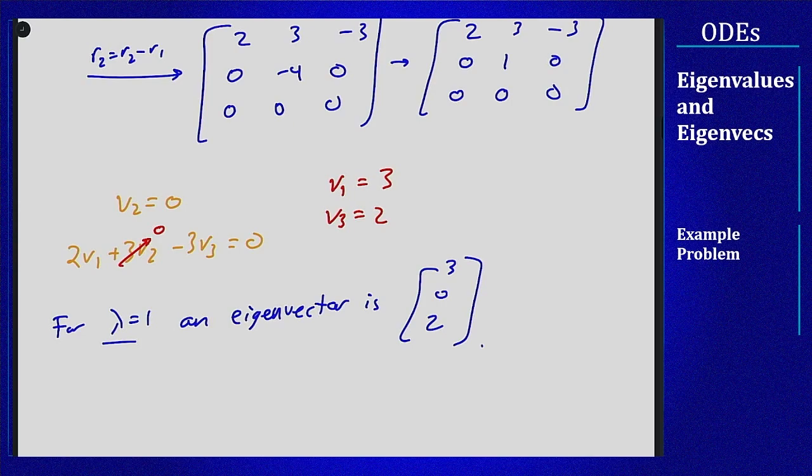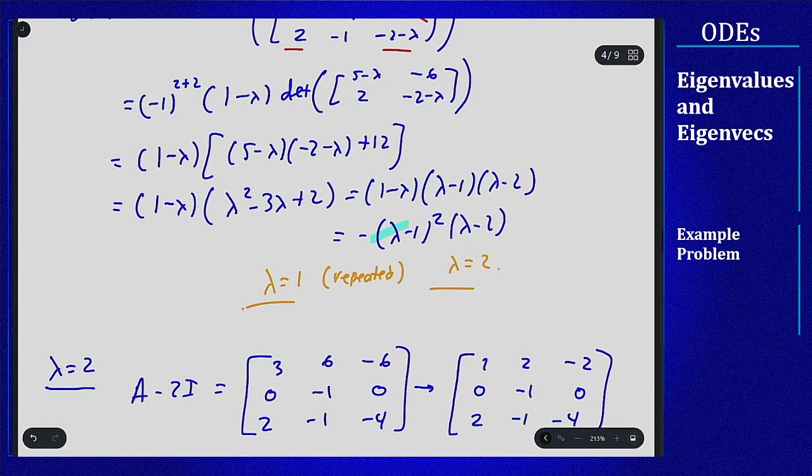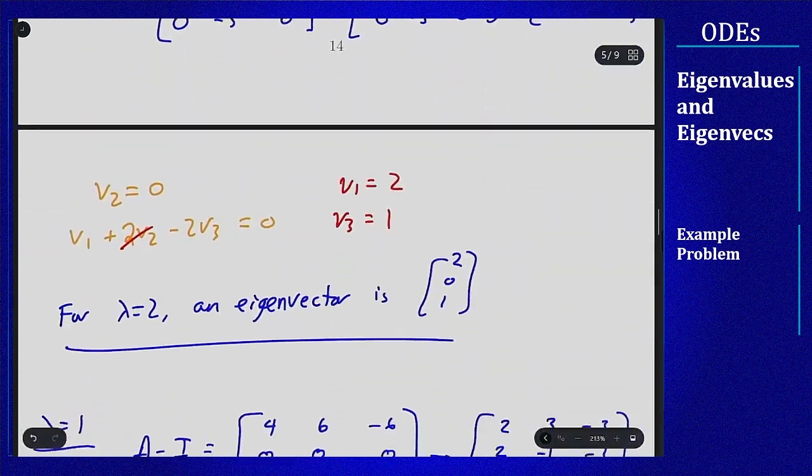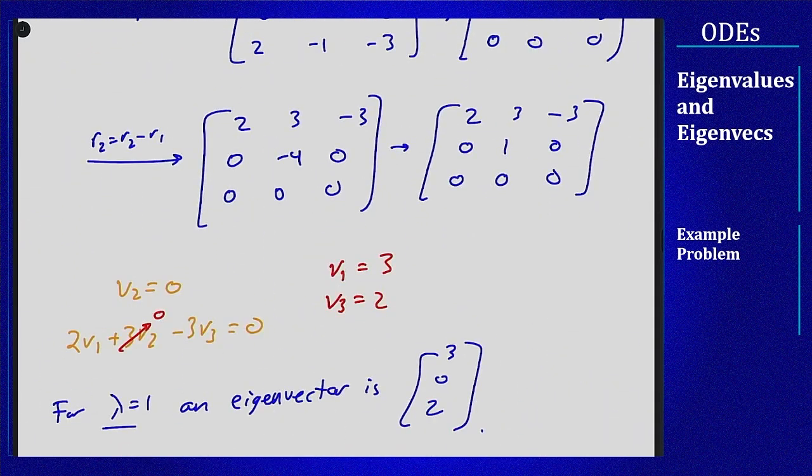Notice for this, we only got one eigenvector, even though we had power 2 in the original equation. This is the case of a defective eigenvalue because we have power 2 for the algebraic multiplicity in the equation itself, but I only get one linearly independent eigenvector. You can try, there is no other way to solve both of these equations here without having it be a multiple of (3, 0, 2).